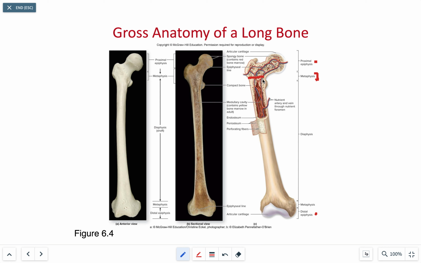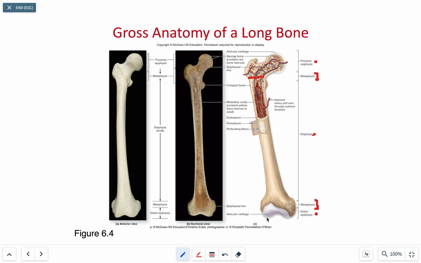The metaphysis is basically a transition, where we see this epiphyseal line showing mature bone growth. It's a transition between the spongy bone and the compact bone of the diaphysis. So the diaphysis is composed mostly of compact bone, and then again we have a transition in the metaphysis, and then finally the distal epiphysis.